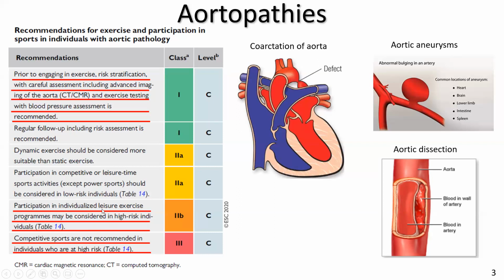So in my case here, I would do exercise testing with really strict blood pressure measurements to work out what is happening to systemic blood pressure, and by inference then into the aorta, except in the case of coarctation, where you can't do that because you're measuring the pressure distal to the defect.